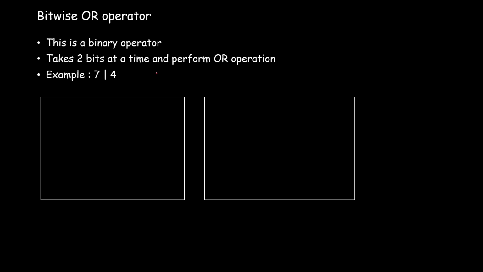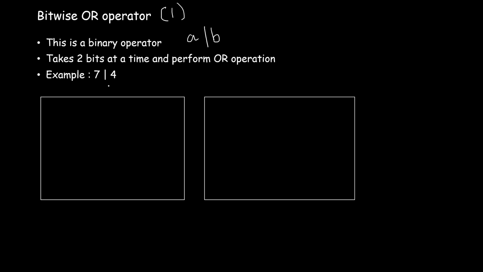The bitwise OR operator is a binary operator. When I say binary operator, it means that this particular operator, called the bitwise OR operator, which is represented as this, works on two operands. So if I have two operands A and B, I can perform a bitwise OR operation upon these operands. And how does it work? It takes 2 bits at a time and performs the OR operation.